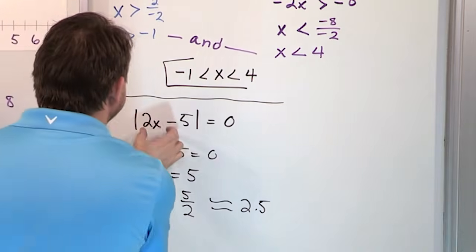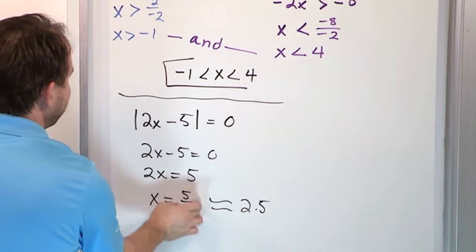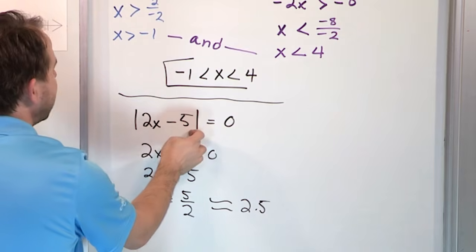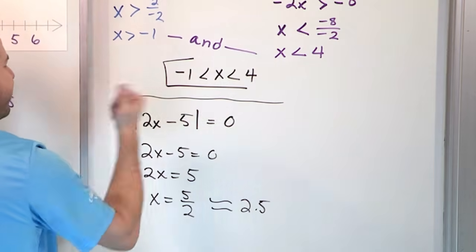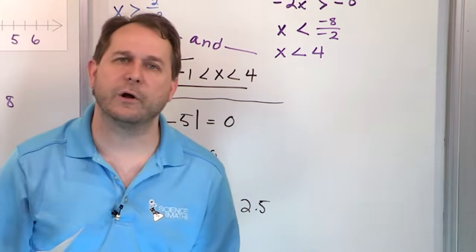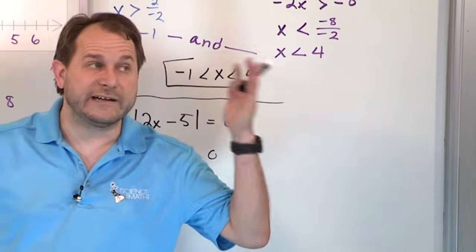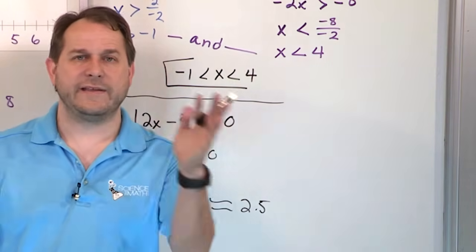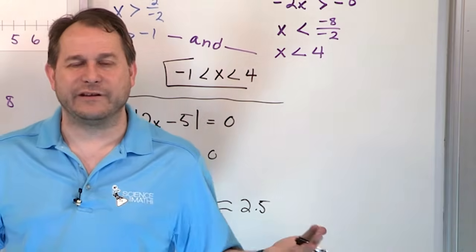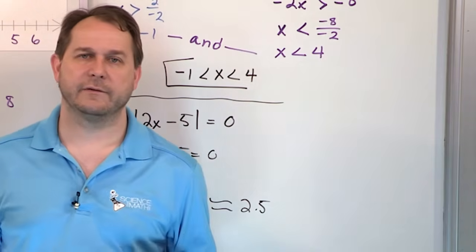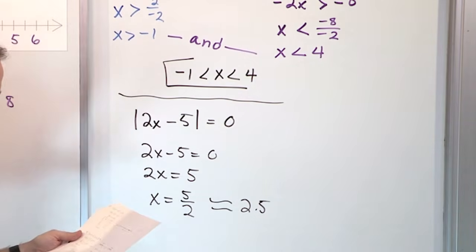So if you put 5 halves in here, 2 times 5 halves, the 2's will cancel. You get 5 minus 5, which is 0. Take its absolute value, you'll get 0. There's only one number that works. Absolute value usually gives you two answers, but when the number on the right-hand side of the equal sign is actually 0, then you only have one answer. And that's why I wanted to do this one, to kind of show you that.